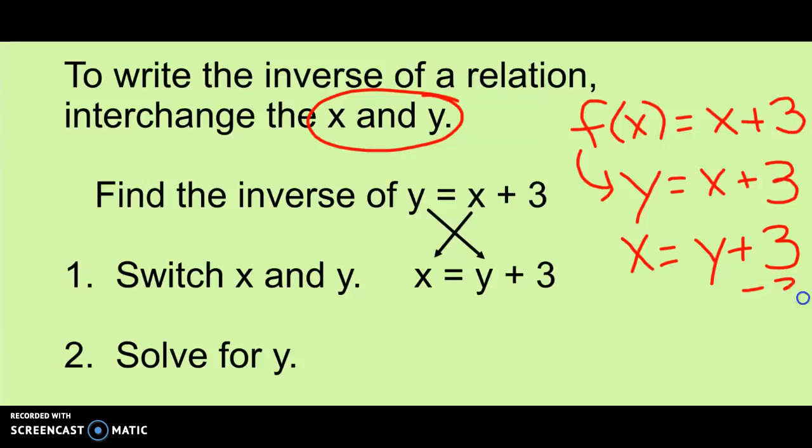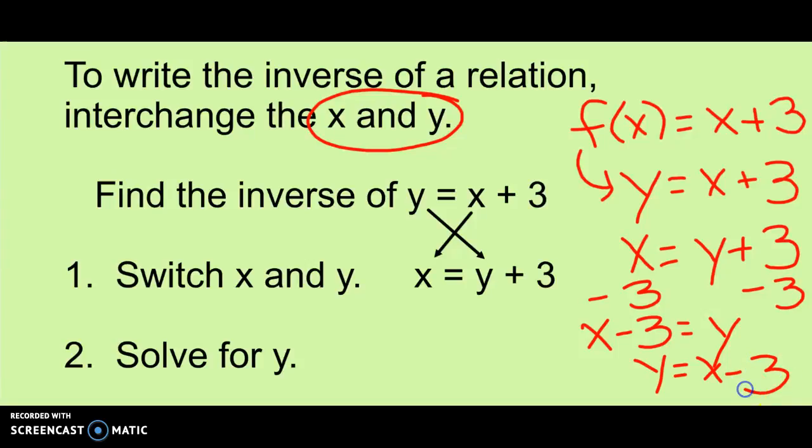We're going to subtract 3 from both sides, and we get x minus 3 equals y. And once you turn it around with the symmetric property, then you see what the inverse is going to be. Usually it involves some kind of inverse operation. So in this case it involved addition, the inverse will involve subtraction. All right, let's go find another one.